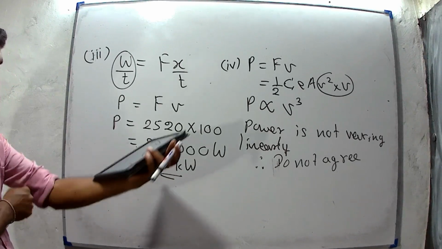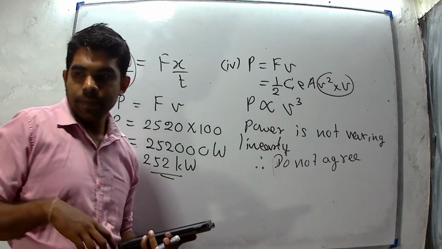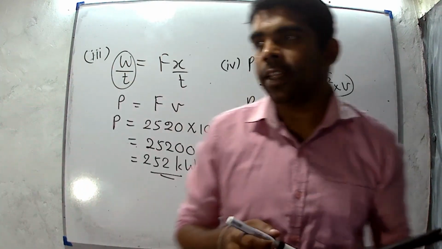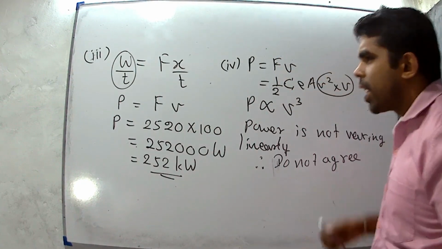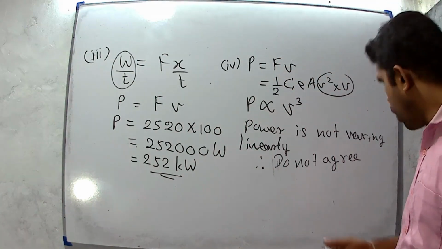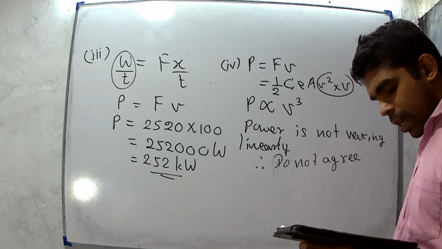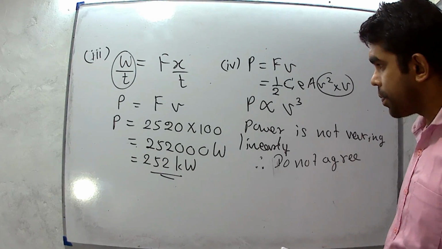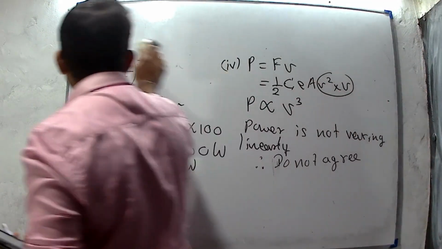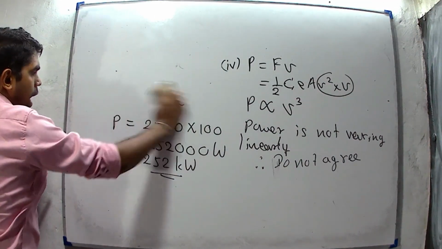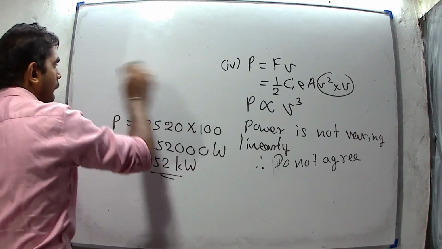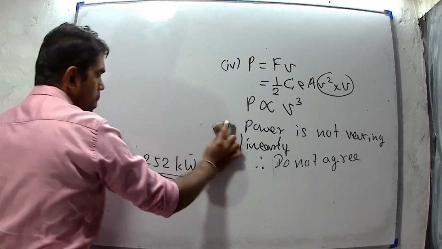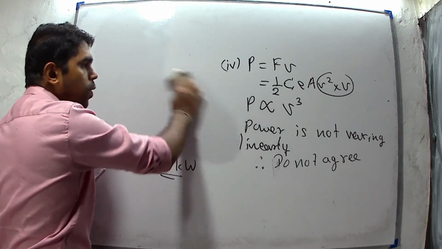Now, we know that the car takes 10 seconds to move 1 kilometer. 10 seconds to move 1 kilometer. Then I will calculate the power consumption for 1 kilometer.